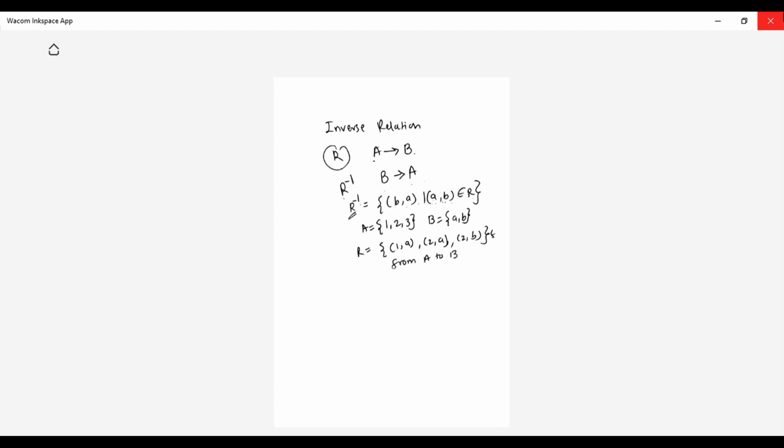So how do I represent the inverse relation here? R inverse would be simply: 1 to a is from A to B now, then we have to put it from B to A. So it would be (a, 1). Then next (a, 2). And then (b, 2). Likewise, we will have an inverse relation. So what could be the domain and range relation between R and R inverse, students? Anyone?